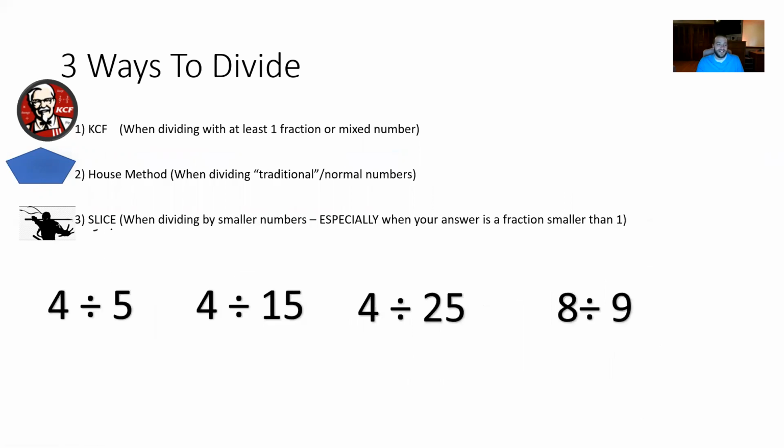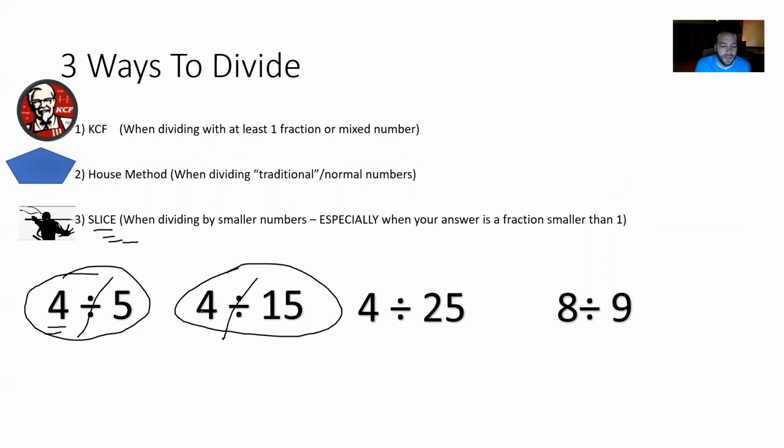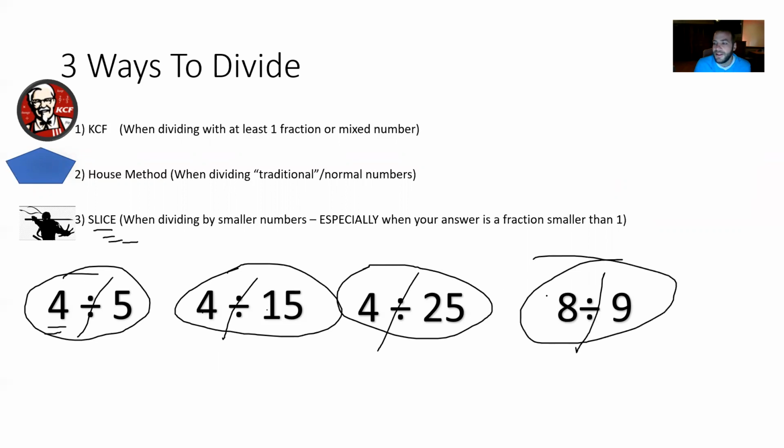Oh, check it out. The newest method that joined our belt family, slice. So 4 divided by 5, slice it, answers 4/5. The dividend, or the first number, is smaller than the divisor, so it's a perfect opportunity to use the slice method. So that's 4/5. 4 divided by 15 people, each person will get 4/15. 4 divided by 25, answers 4/25. And 8 divided by 9, answer is 8/9.